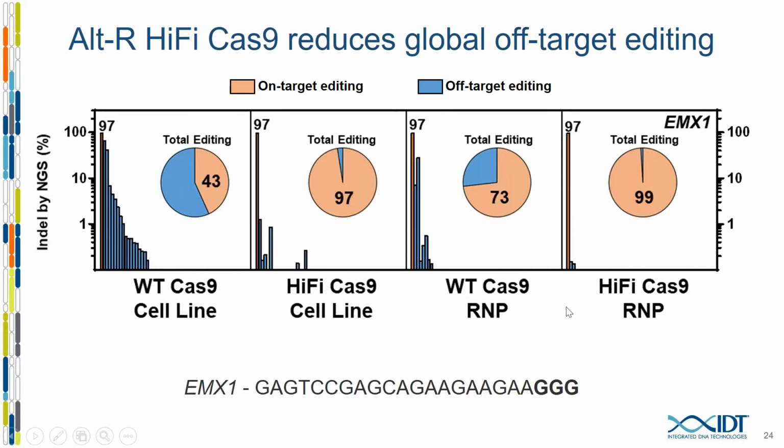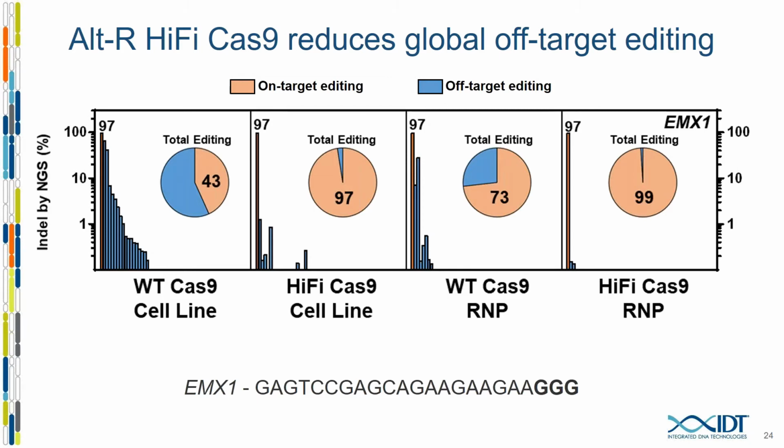And then looking at RNP delivery, this is an example where using the wild-type Cas9 by RNP, there are a handful of persistent off-target sites that you can't seem to eliminate. So you've got still 73% of the editing is on target, and then delivering the HiFi Cas9 by RNP brings that up to 99%.